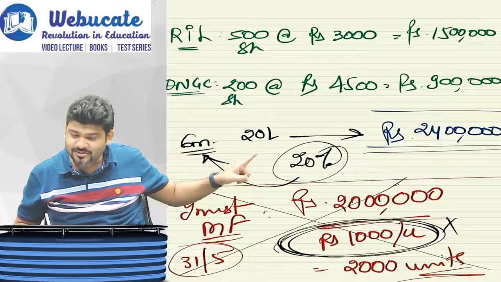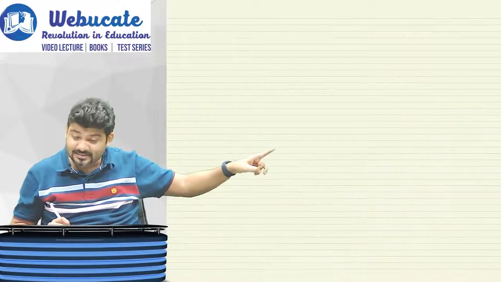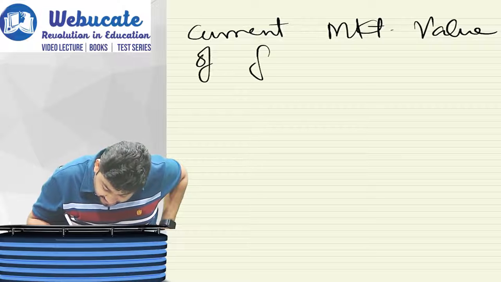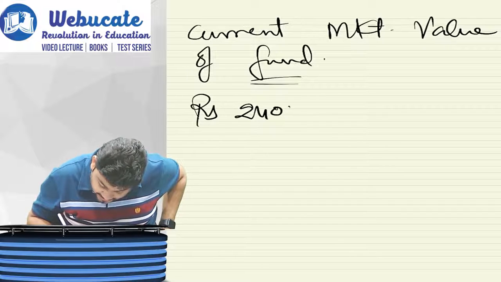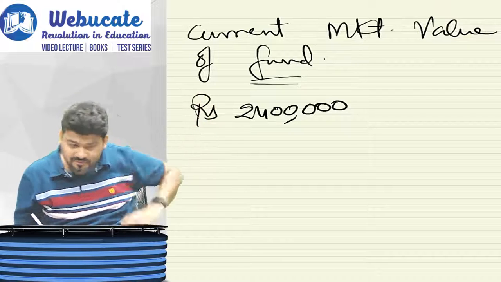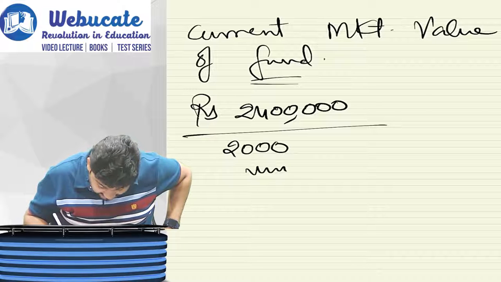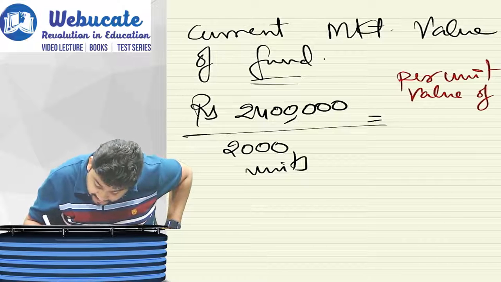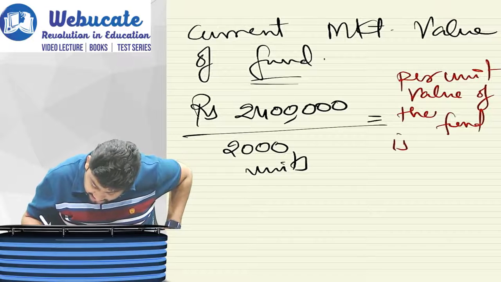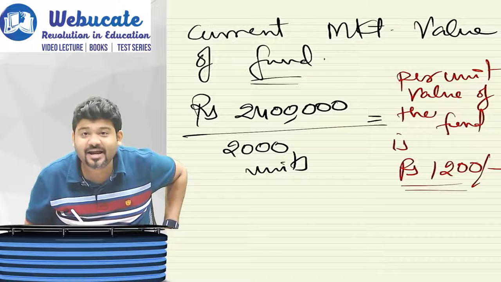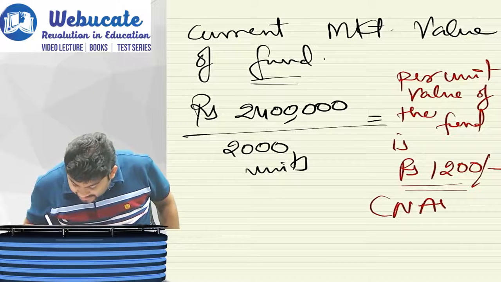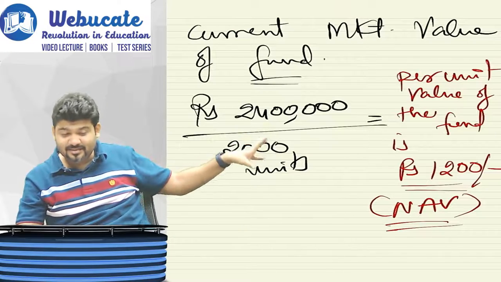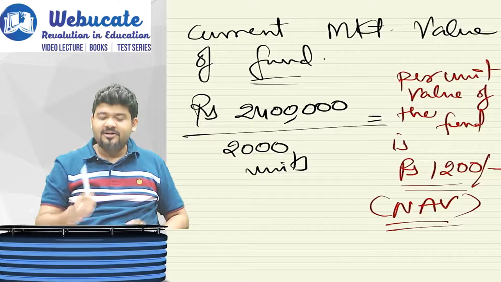What will we do? We will tell him that, boss, you have to now purchase at the current price. So can I say the current market value of our fund has now become rupees 24 lakh, and in this 24 lakh, we have outstanding 2000 units. So can I say now the value per unit of the fund is rupees 1200? So the revised NAV as of 31st May is 1200 per unit. Boss, you have to give 1200 per unit.